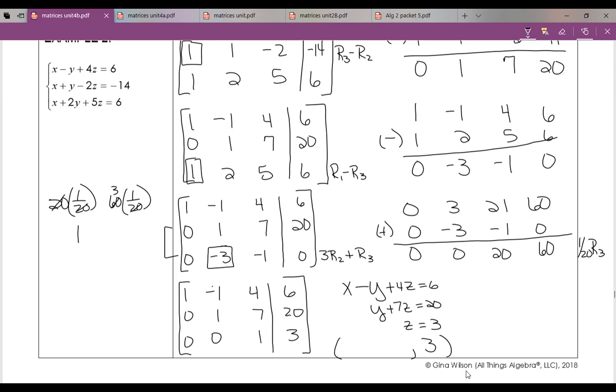So now you are ready to back substitute. Take 3, plug it in. I multiplied everything by 1 over 20. 60 times 1 over 20 becomes 3. So this would be y plus 21. 7 times 3 is 21 equals 20. So y is -1.